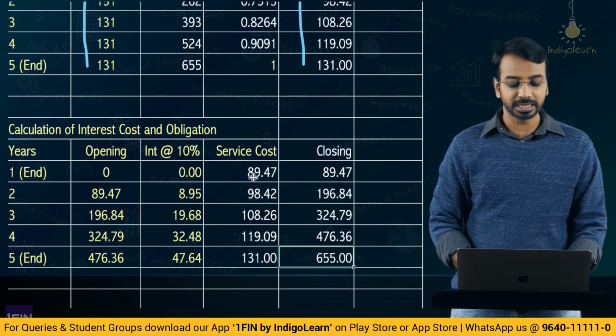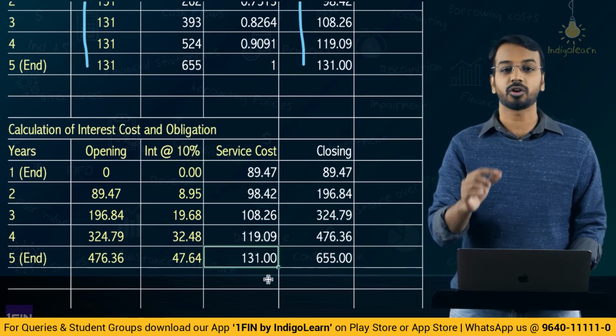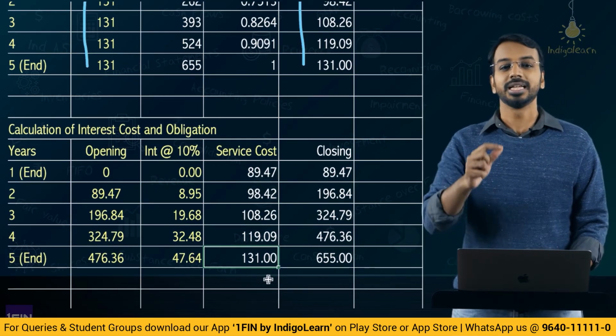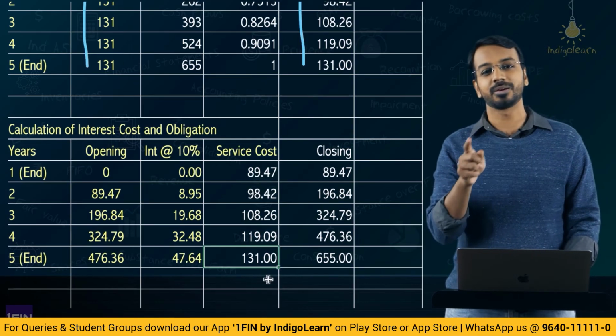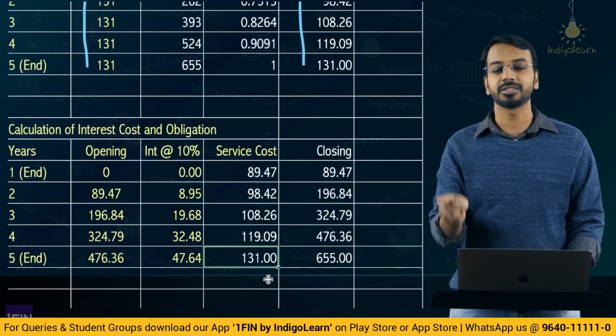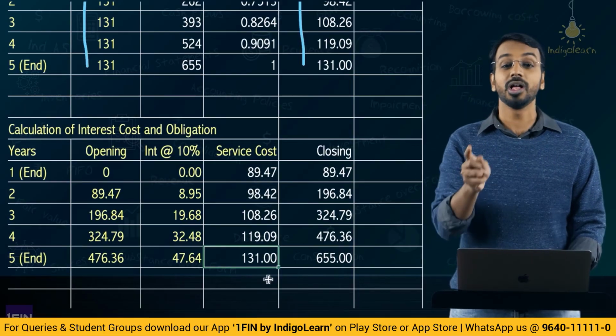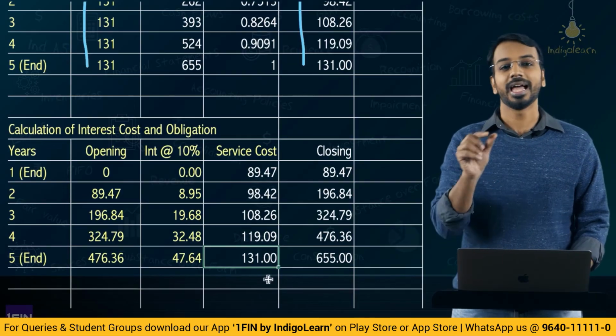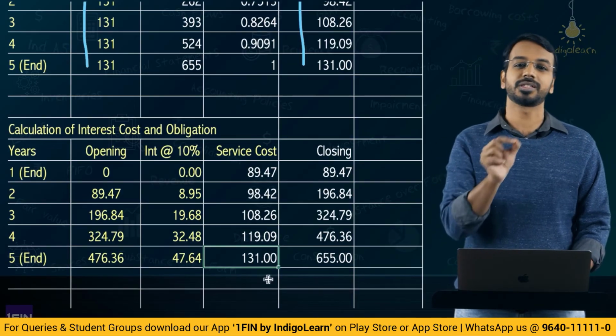Now each year we have recognized this cost, right? This is called current service cost. Why are we recognizing this cost? Because the employee has rendered 1 year of service, and because of which the employee is entitled to a payment at the end of year 5. That is why we are recognizing this cost, and this is called current service cost.